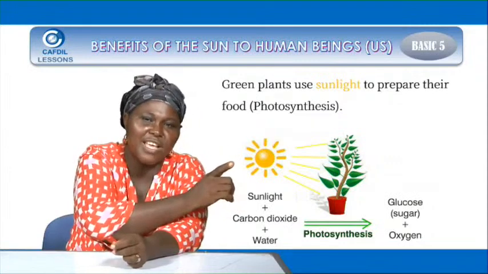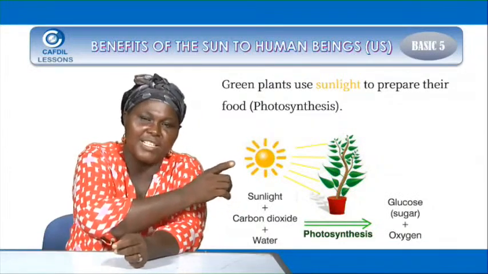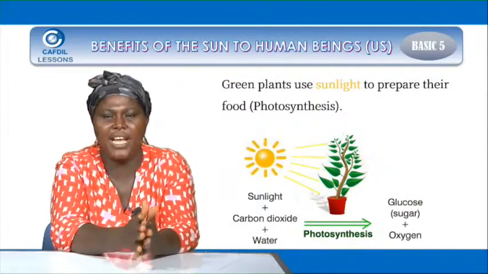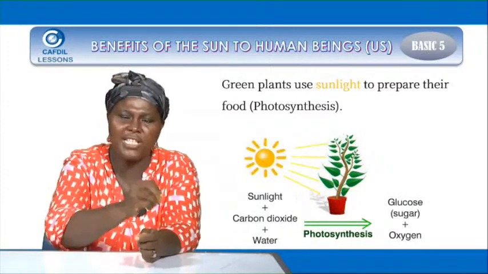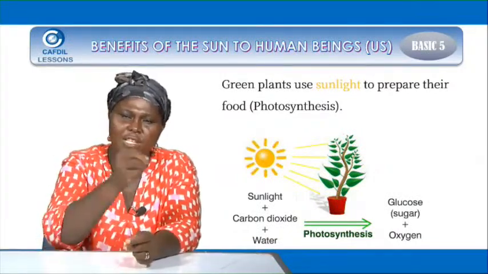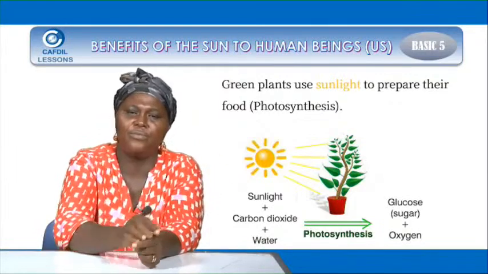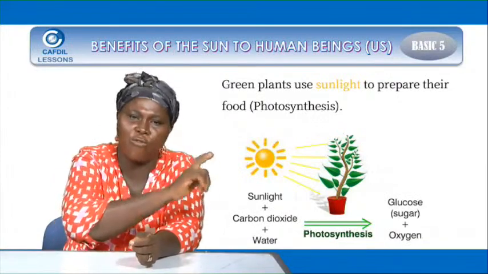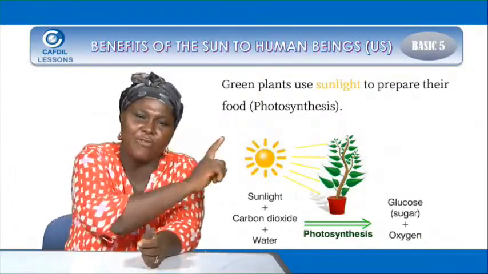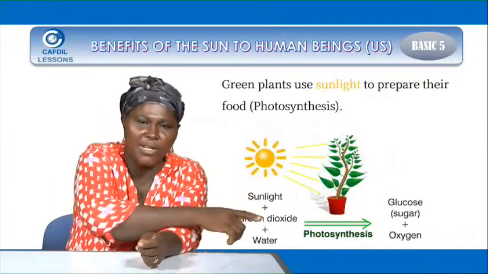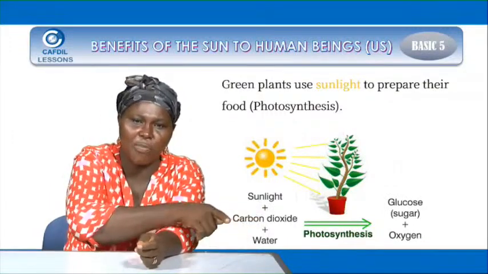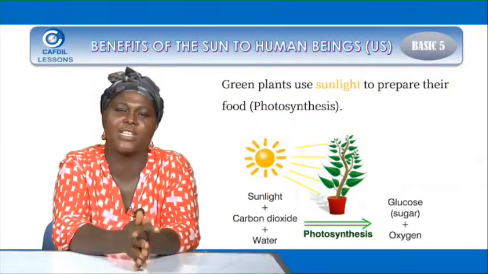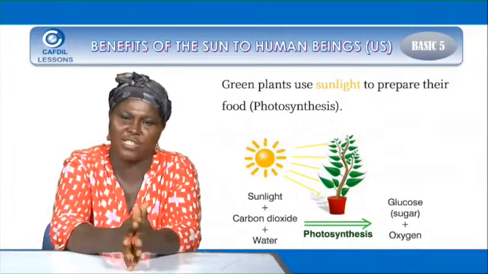So let's look at the sun rays. The sun rays are on the leaf and it is giving the leaf energy. And the plant uses the energy from the sun. It uses the green part of the leaf to prepare its food. The green part, called the chlorophyll, combines with the energy from the sun and the carbon dioxide and water to prepare its food. And after, the byproduct is glucose, that is sugar, and oxygen.